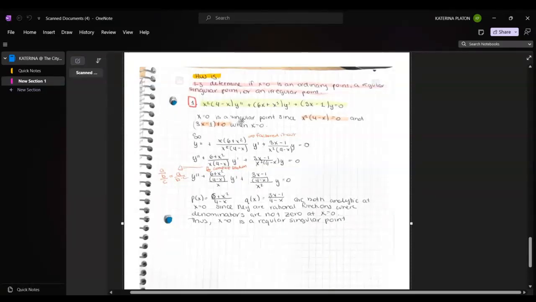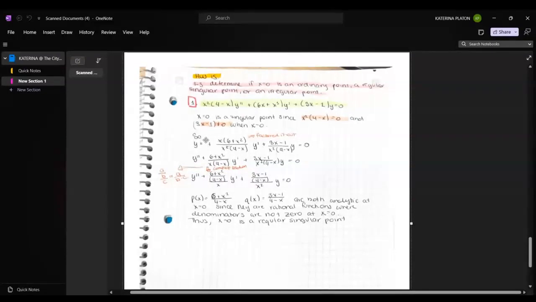So the first thing I do, I check if it's a singular point at x equals 0, and we see that it is a singular point, since when we take the x squared in parentheses 4 minus x and we plug in the 0 into the x, it gets a 0. And then when we take 3x minus 1 and we plug in the 0, it does not equal 0, but it just equals -1. So this equation is in the form of a of x y double prime plus b of x y prime plus c of x y.